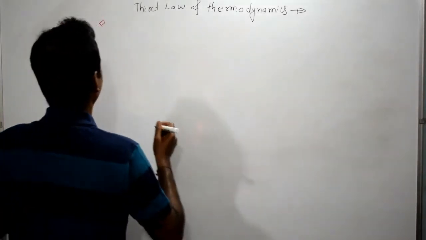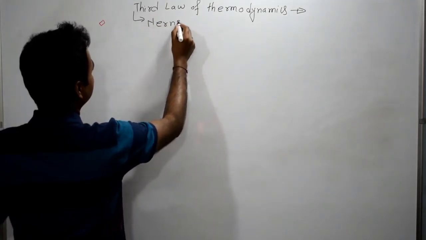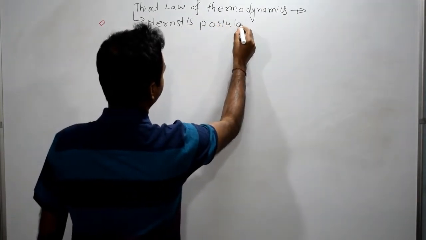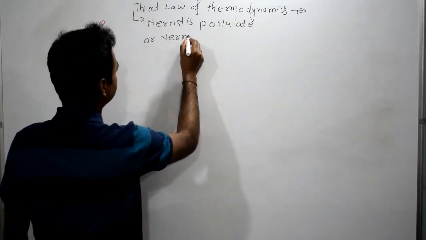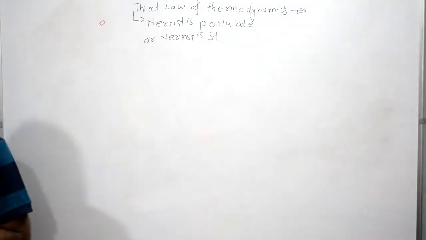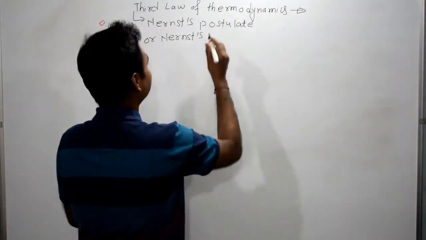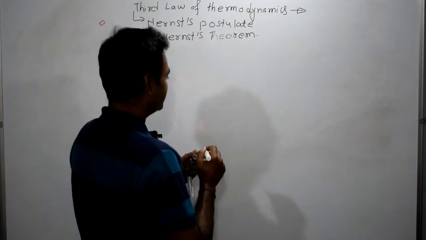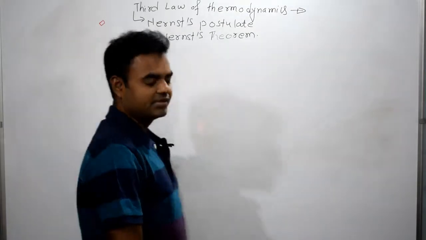So this law is also known as the Nernst postulate, or Nernst statement, or theorem. People also call this the Nernst theorem, right? So let's say the same, Nernst theorem. Many of my students said this, sir, Nernst theorem. Okay, no problem, we can say it like this. So the other names of the third law of thermodynamics are the Nernst theorem and the Nernst postulate.